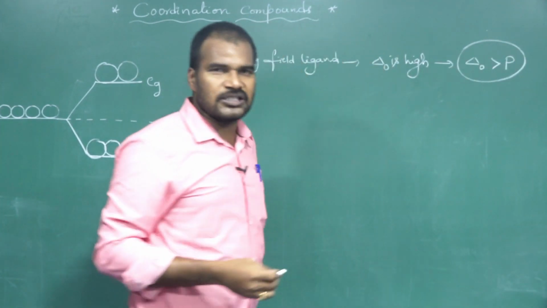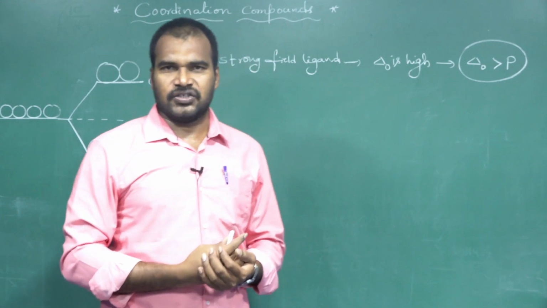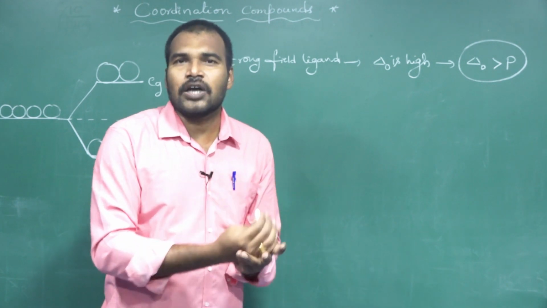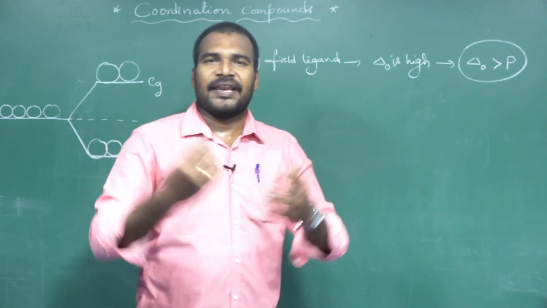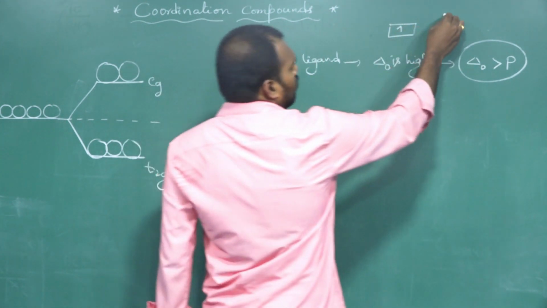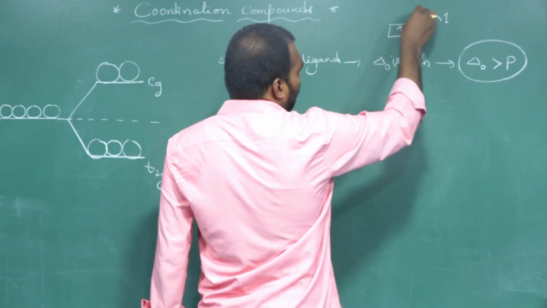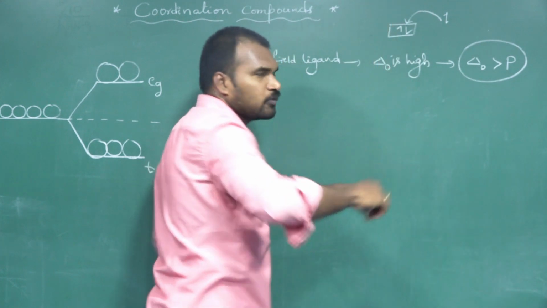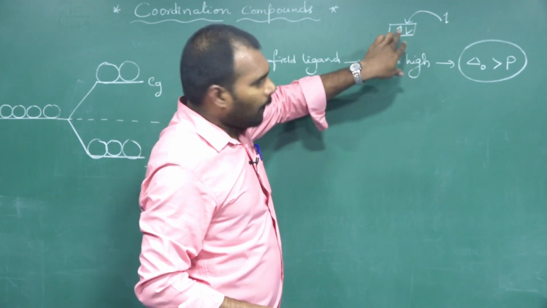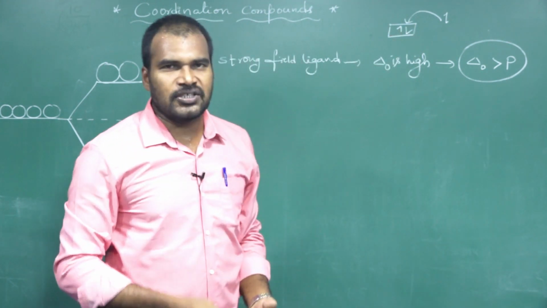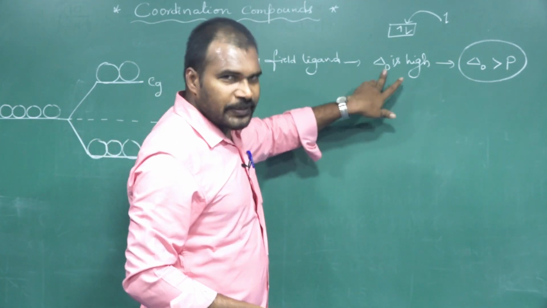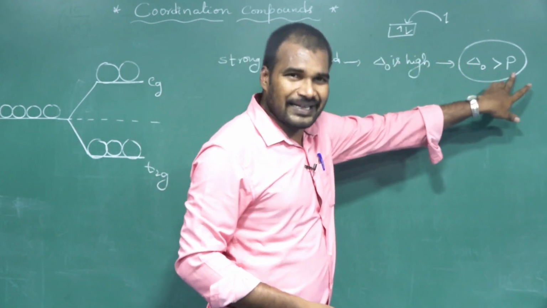Here an important term came, that is pairing energy. What is pairing energy? The energy released when the electron is paired up with a singly occupied electron, that energy we call it as what? Pairing energy. For example, here an electron is already there. For this, a new electron is coming and adding to this. So after addition, it becomes paired. When the electron adds to a singly occupied electron, it is paired up, and after being paired up, it releases some energy. That energy we call it as what? Pairing energy. So because of high crystal field splitting energy, its del value is greater than P value.